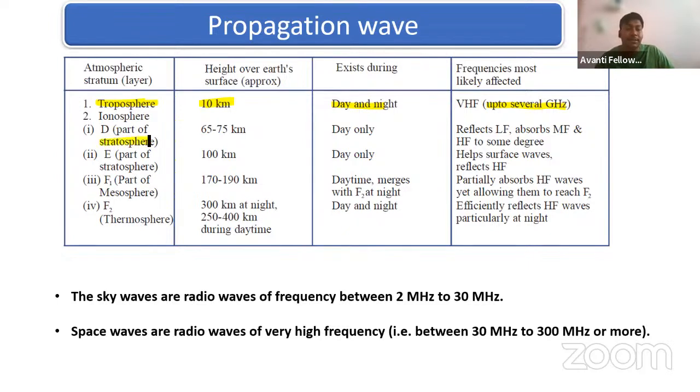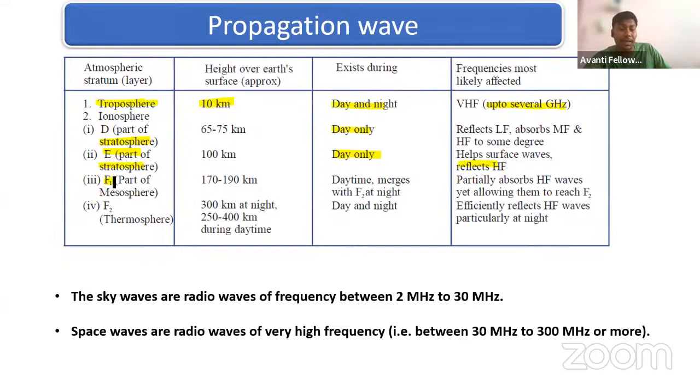First is the D layer, which is about 65 to 75 kilometers from the surface of the earth, and exists during the day only. It reflects LF and absorbs MF, that is, low frequency and medium frequency. Now you can also see the E part. Its height is 100 kilometers from the surface of the Earth. It also exists only during the day. That helps the surface wave and reflects high frequency.